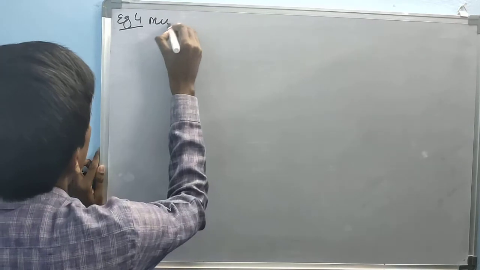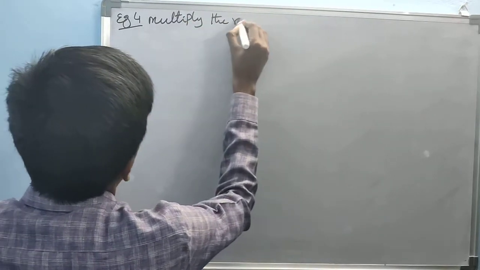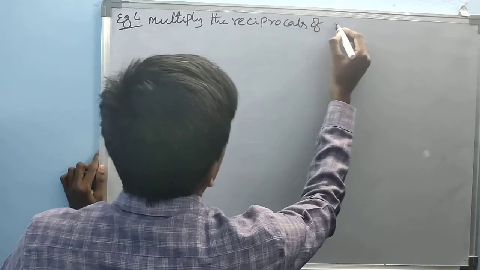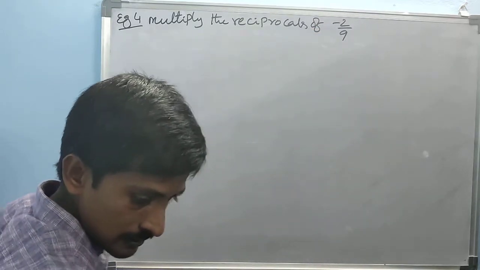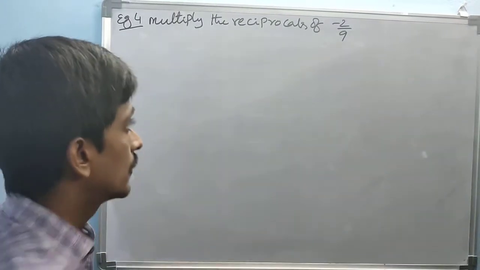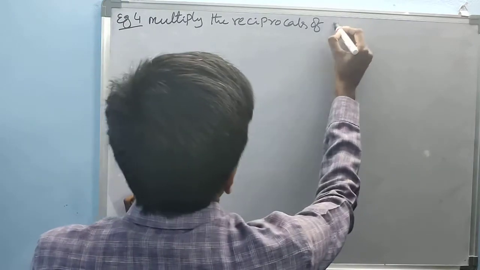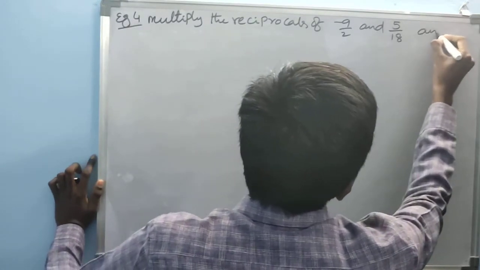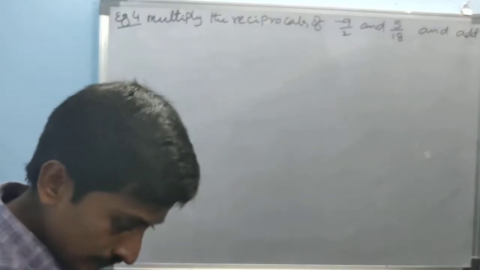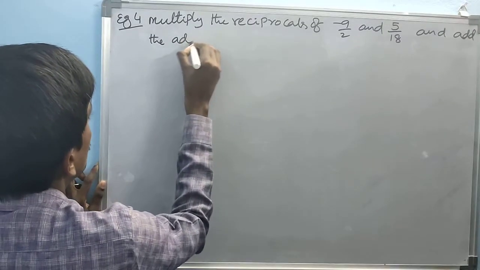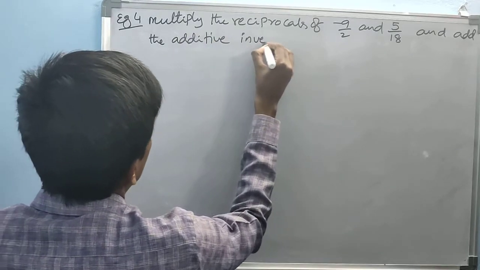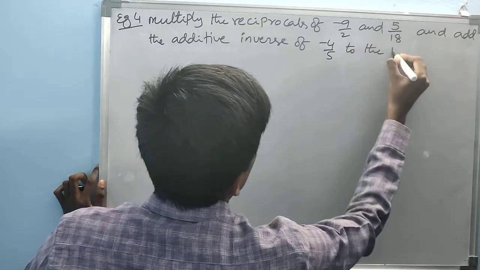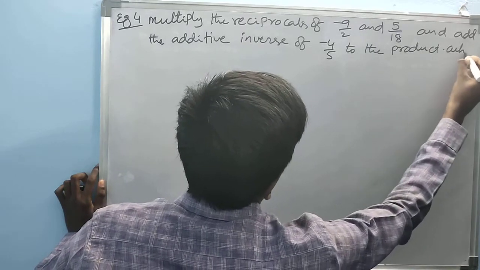Multiply the reciprocal of minus 2 by 9, minus 9 by 2 and 5 by 18, and add the additive inverse of minus 4 by 5 to the product. What is the result?